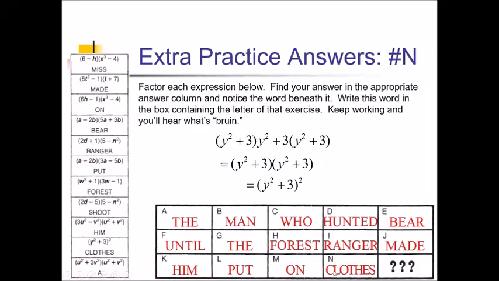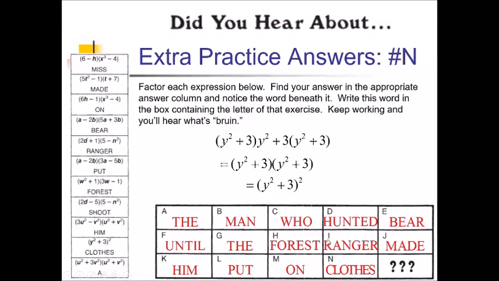All right, so we filled out everything. Let's go ahead and solve our riddle, which was, did you hear about, and we just literally have to read this off, the man who hunted bear until the forest ranger made him put on clothes. Oh, it's a play on the word bear, like bear as in wearing no clothes versus the animal. Well, that's sneaky. All right, hope you enjoyed this one.